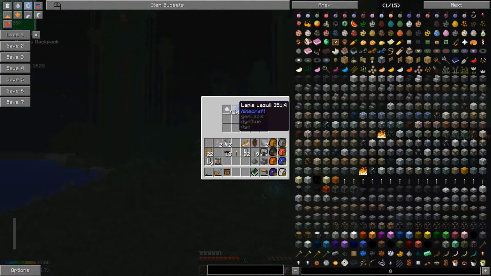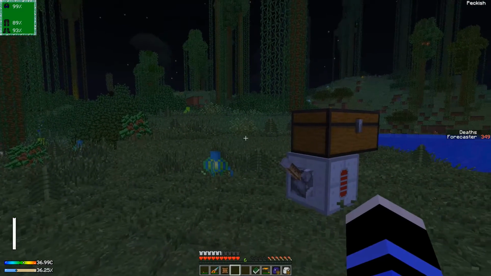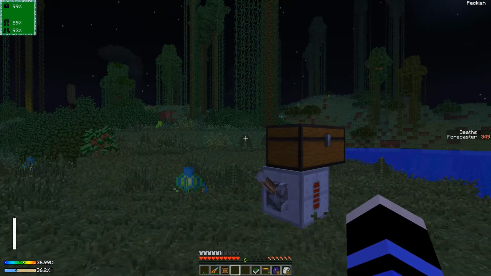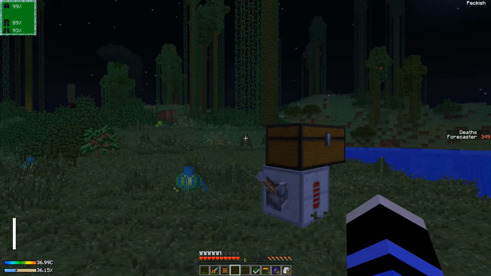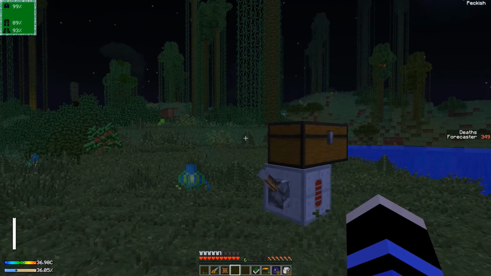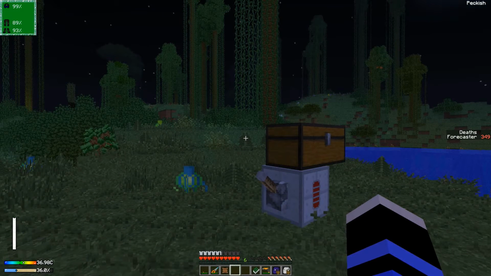I also had some lapis in here, and I took a stack out, and I couldn't put it back in. And the same happened with the builder's backpack. So if you want the backpacks to work in the mod pack, you will want to re-download it, or download the new version, which will fix those issues.